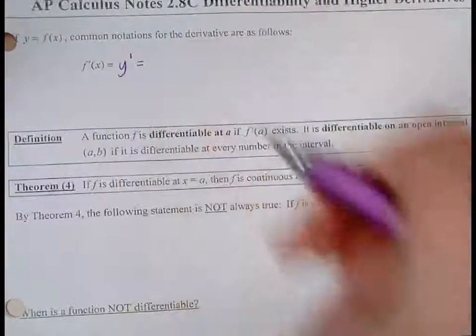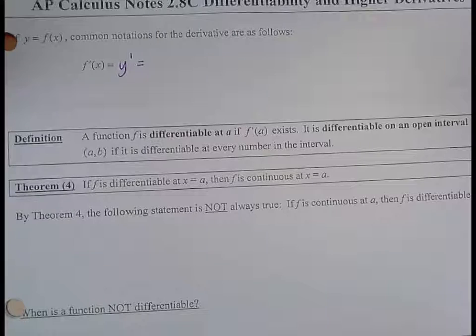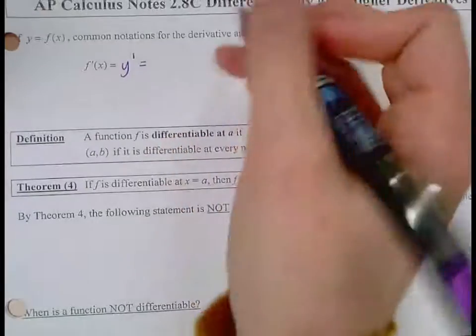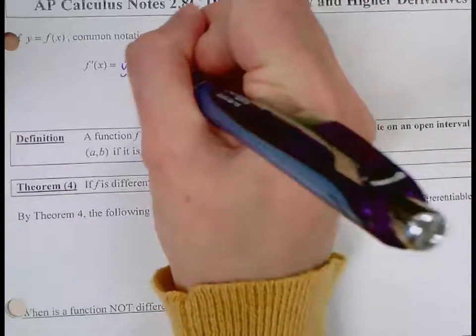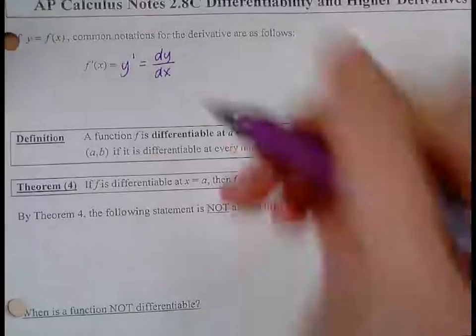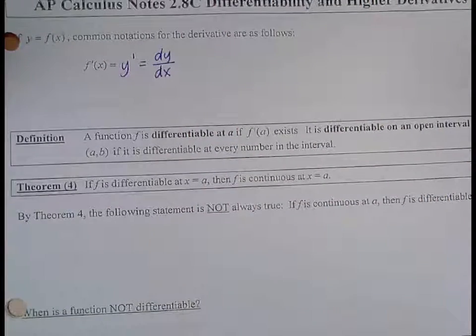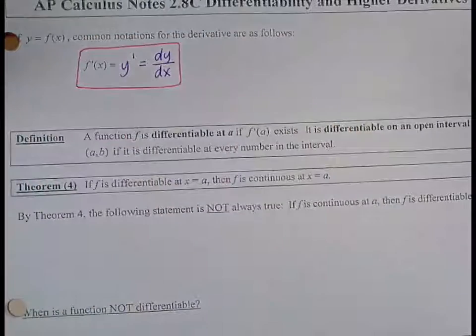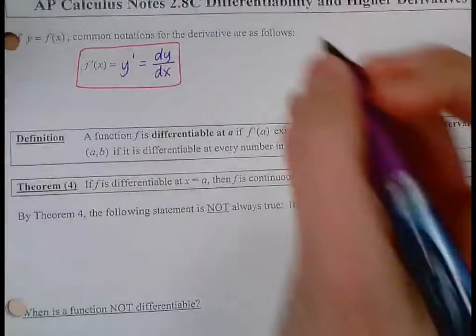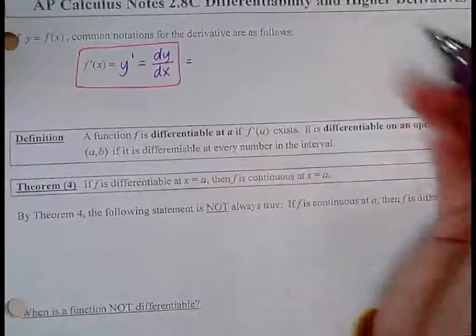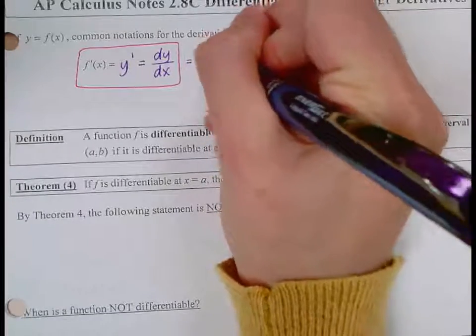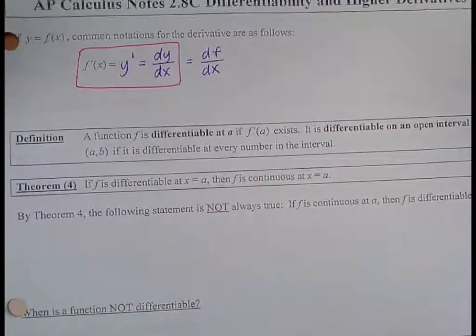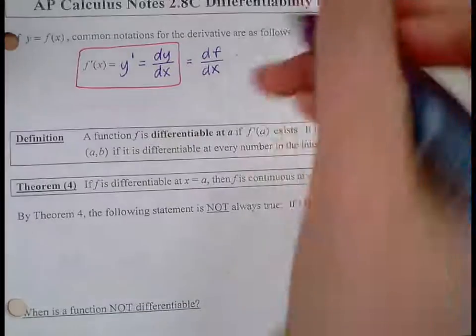The other most common notation, so f prime of x and y prime are very common, and the other that's most common is dy dx. These are the most common ones. I'll talk more about dy dx, but I'm going to list other notations you might see. You might also see df dx. Again, I'll explain what all of these mean.